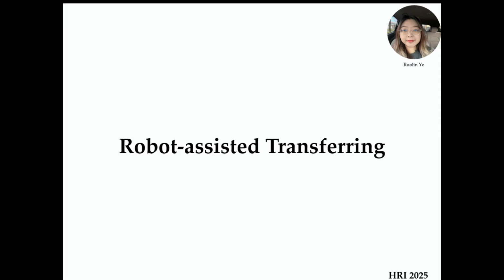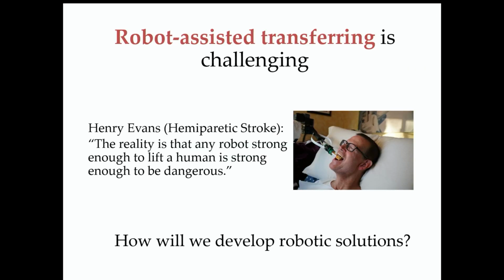Now, the issue is the following, right? Henry Evans, a person with hemiplegic stroke, basically says that the reality is that any robot strong enough to lift a human is strong enough to be dangerous. We have robots that can lift cars, but those are in factories, in work cells. Humans don't come close to them. If we have a robot that can actually lift a human, it can be dangerous, right?